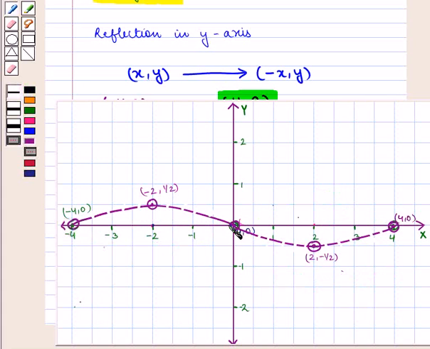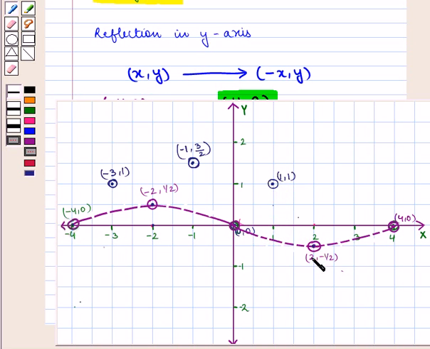So now all the points are to be moved one unit right and one unit up. So when we move this point with coordinates (minus 4, 0) one unit right and one unit up, we reach this point with coordinates (minus 3, 1). Similarly, when we move this point with coordinates (minus 2, 1 by 2) one unit right and one unit up, we reach this point with coordinates (minus 1, 3 by 2). Similarly, when we move this point with coordinates (0, 0) one unit right and one unit up, we reach this point with coordinates (1, 1).